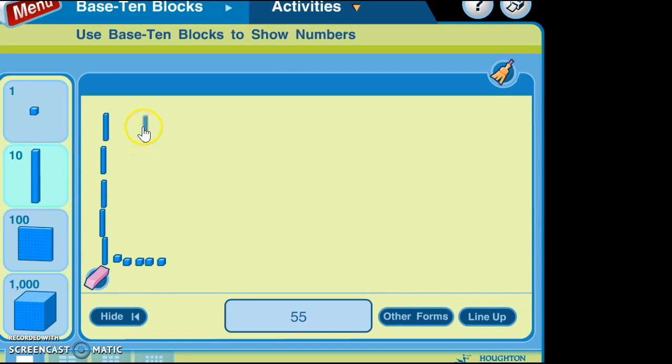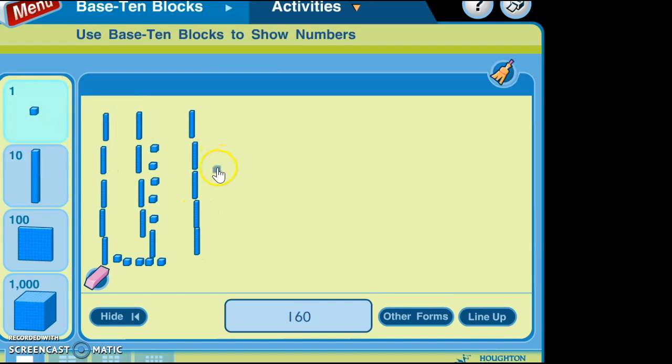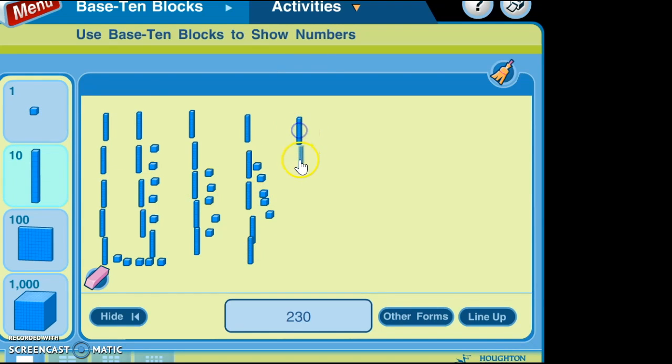Sorry, I didn't grab a big enough one here. 1, 2, 3, 4, 5. 1, 2, 3, 4. So we're only at 165. We have to keep going to see how many weeks it will take us.